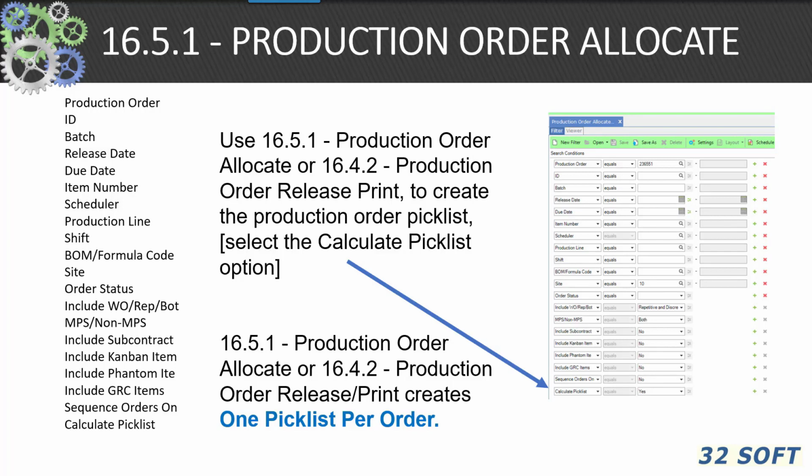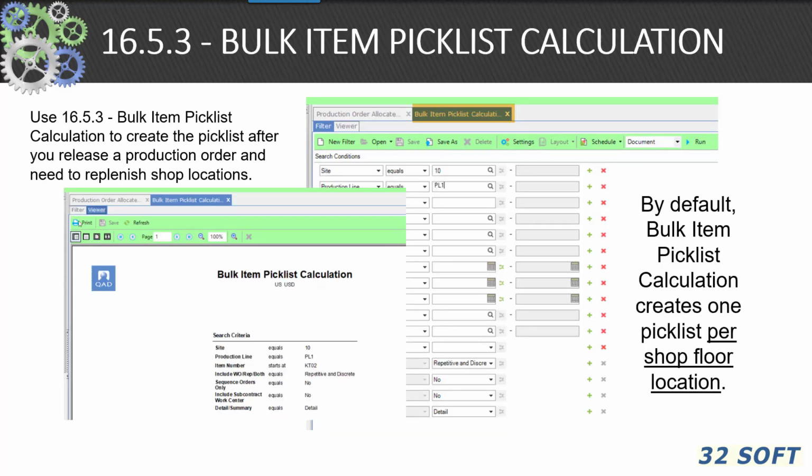The 16.5.1 production order allocate, we talked about allocations previously, detailed versus general. If you want to calculate the pick list and create pick lists, you need to set that little flag to yes, that'll create your pick lists.